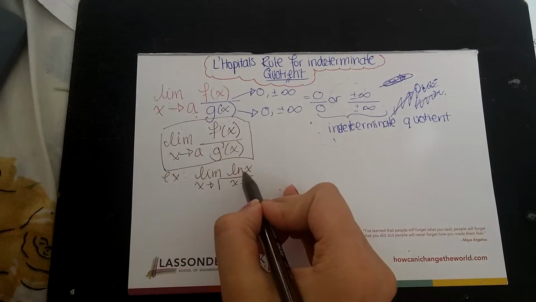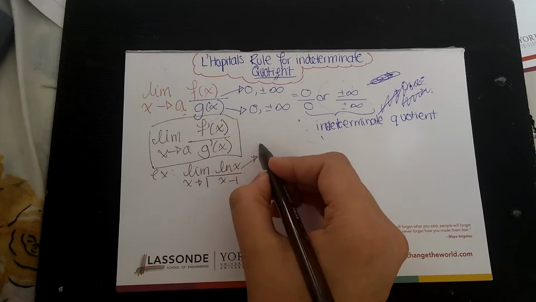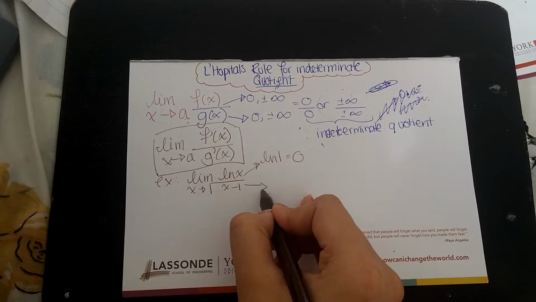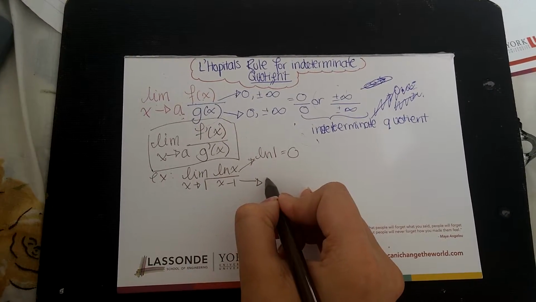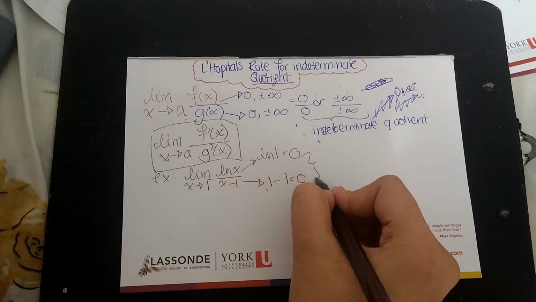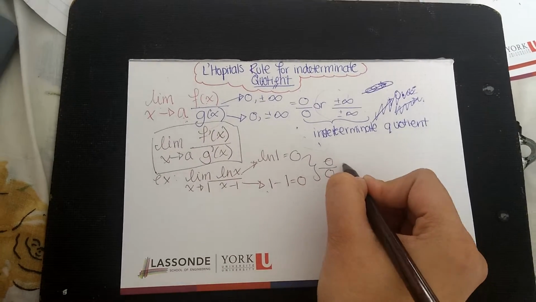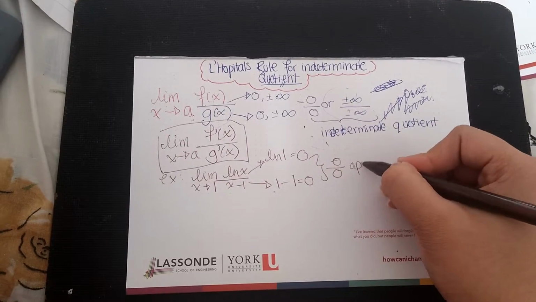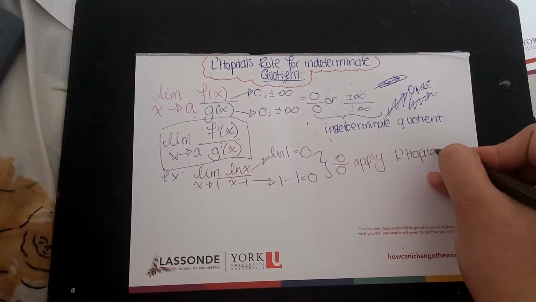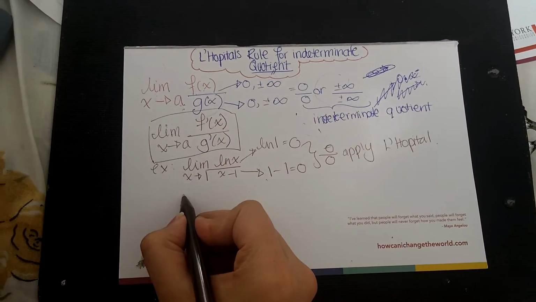Perfect. Now we plug in 1 in the top. Okay, ln of 1 is, we all know, 0. And at the bottom, we plug in 1 and get 1 minus 1, which is 0. So we get an indeterminate form. So we can apply, okay, L'Hopital's rule. Now we usually do this.